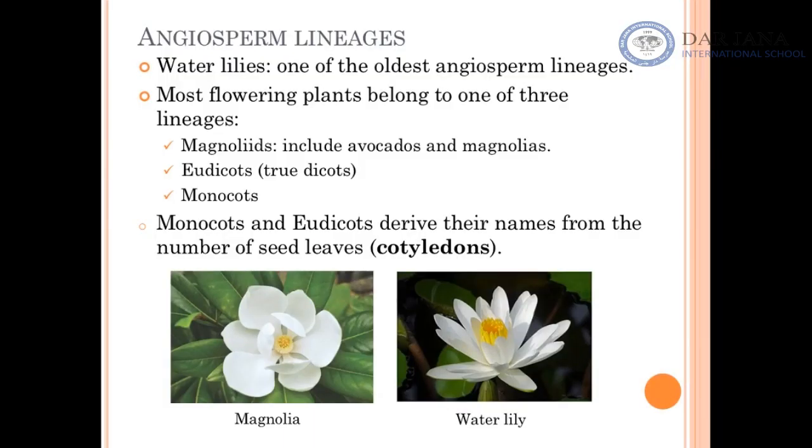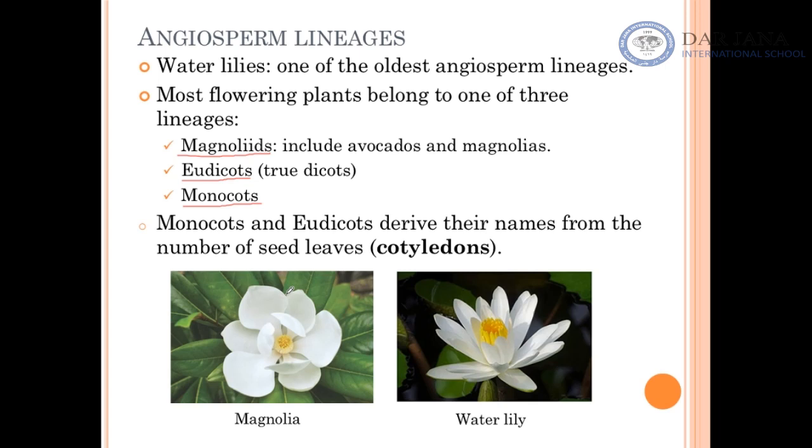Let's talk about the kinds of angiosperms, or the angiosperm lineages. Most flowering plants belong to one of three lineages: the magnoliids, the eudicots, and the monocots. Magnoliids include avocados and magnolias. This is the magnolia. We will mainly focus on monocots and eudicots.